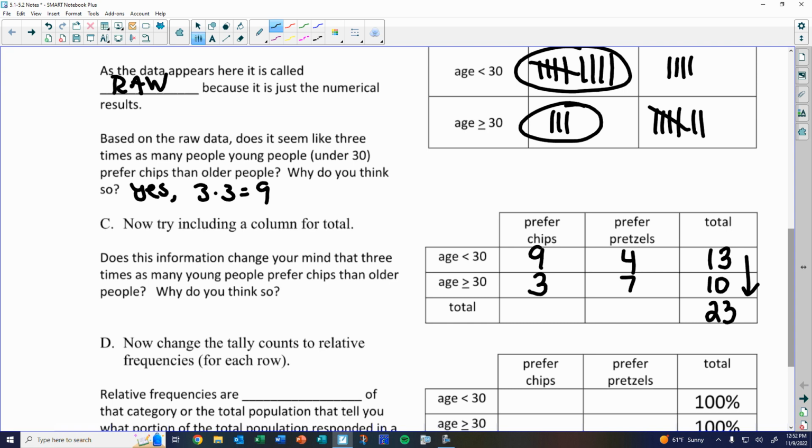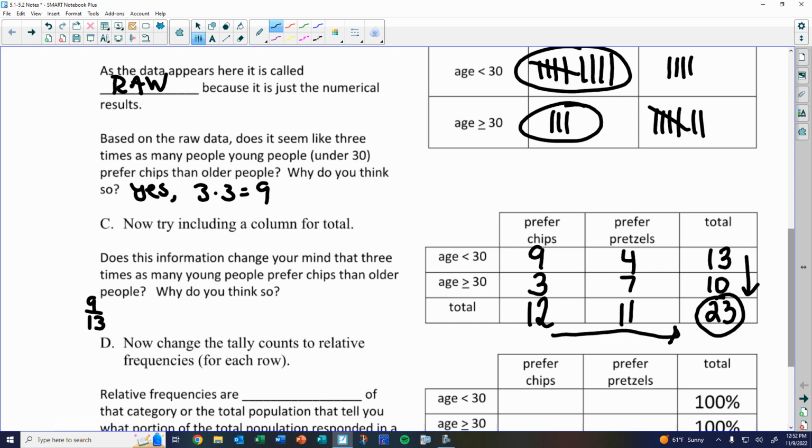All right, how many total people, forget the age, prefer chips? 12, because we're adding this way now. And how many total people prefer pretzels? And now, if you notice, if I add this way, I also get 23. Now, think about this. Does the information change for the number of people who prefer chips than older people? Well, there's 9 people under 30 who prefer chips, out of 13. So think about this for a minute. 9 out of 13.